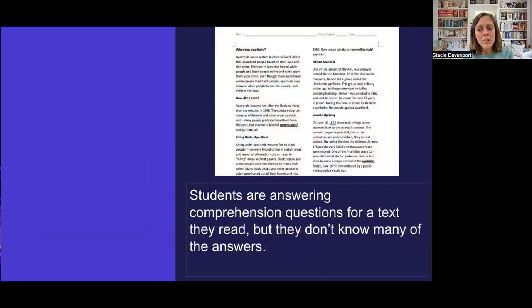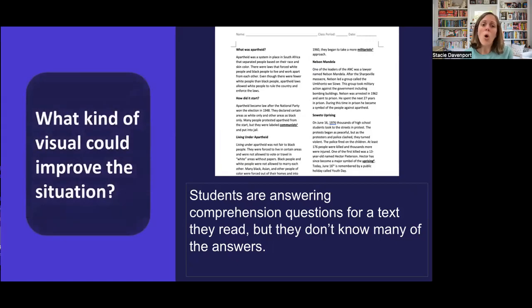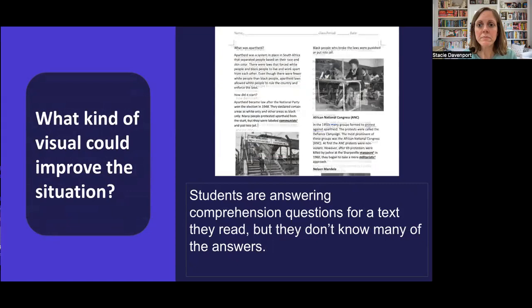Students are answering comprehension questions for a text that they had read, but they don't know many of the answers. So then we might think, maybe they need a visual. What kind of visual could improve the situation?